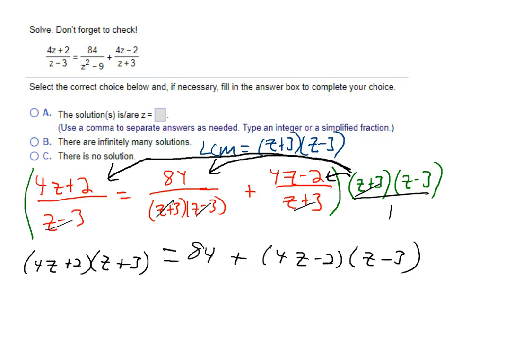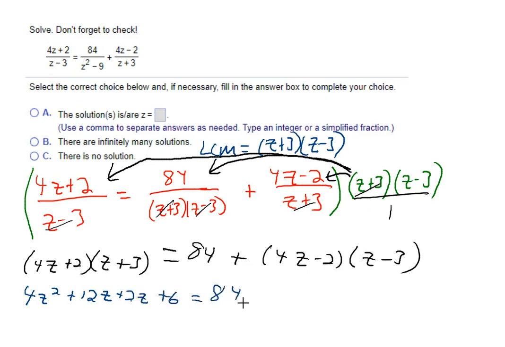Okay, so this is the resulting equation we get. We need to multiply it out, so I will FOIL over here. I'm not going to draw all the arrows because I don't do a very good job of it anyways. So we get 4z times z, which is 4z squared, 4z times 3, which is 12z, 2 times z, which is 2z, and 2 times 3, which is 6.